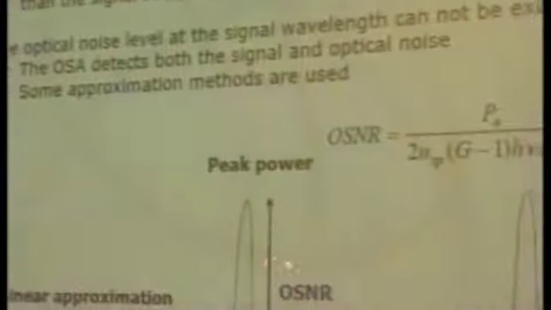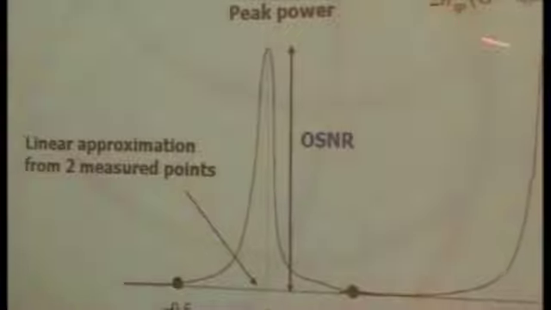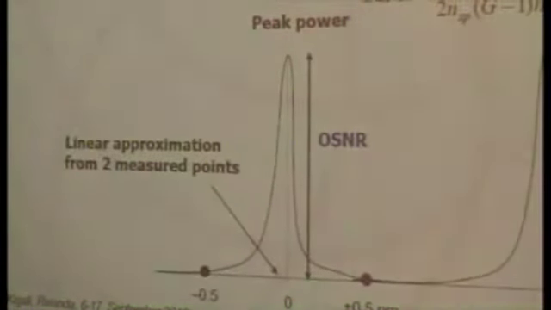But as you can see, you can't measure this level of noise directly because of the signal. So we use a technique where we take points apart from the signal wavelengths, slightly different points, to measure the noise level and average this level, assuming a linear interpolation. And we can measure the OSNR directly by using the optical spectrum analyzer. And this is the same equation as shown in the previous figure.